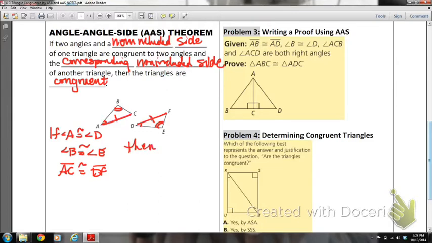Then triangle ABC is congruent to triangle DEF by the angle-angle-side theorem, where the side is not included in between the two angles. Let's look at the problems for these postulates and theorems.